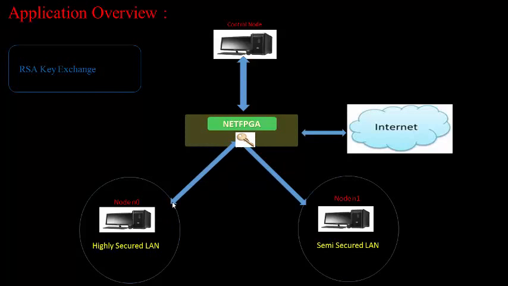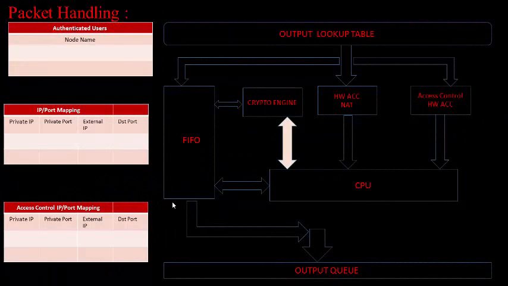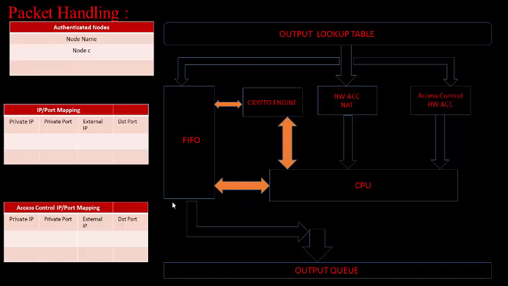The node right now has sent its public key to the NetFPGA. Once the NetFPGA gets it, it is loaded into a FIFO. Once it loads into the FIFO, our CPU picks up the public key. It performs the encryption using the crypto engine hardware accelerator. It encrypts its own public key using the public key which the node has sent to it, and sends it out. As you can see here, a table is generated. This table is inside a scratch memory in our FIFO. We have a reconfigurable FIFO which is divided into 2 parts. In this scratch memory table, we maintain a list of all the authenticated users. For example, we see here that node C has been authenticated.